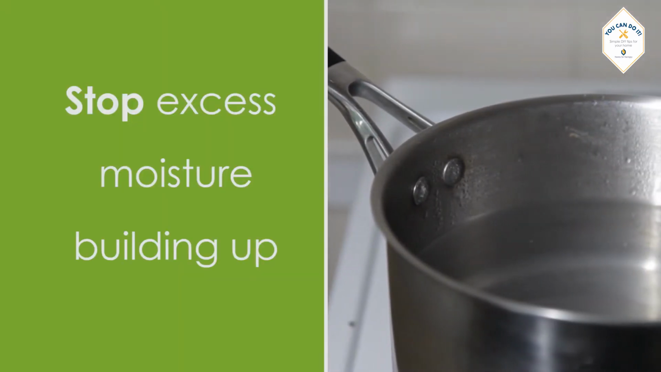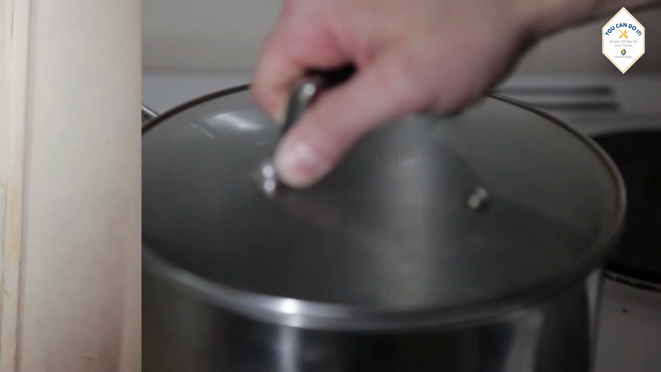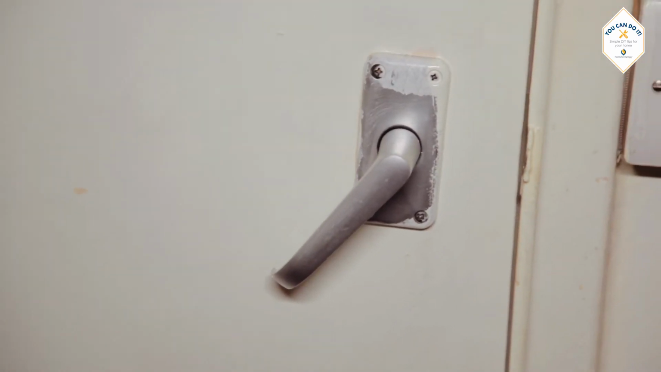Stop excess moisture building up. Cover boiling pans when cooking. When washing and drying your clothes, make sure you close the door behind you to prevent steam going into the colder part of the property, even after you've finished. Avoid using your radiator to dry your clothes. If you are drying clothes indoors, please use a clothes airer.